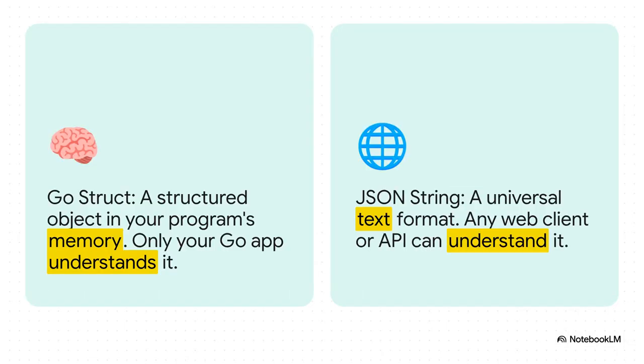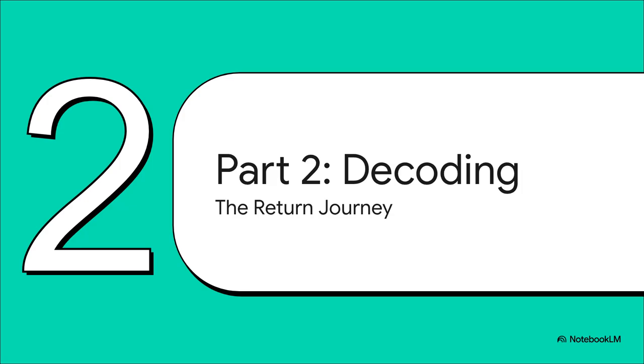And this really gets to the heart of the transformation. We're going from a structured object that's sitting in our program's memory, which only Go really gets, to a universal, plain text format. This JSON string can be sent in an HTTP request, it can be stored in a database, or it can be read by any JavaScript front-end out there. It's now universally understood. Of course, communication is a two-way street, right? So now we've got to cover the return journey, decoding. This is all about taking that universal JSON that's coming in and bringing it back home, making it something useful inside our Go application again.